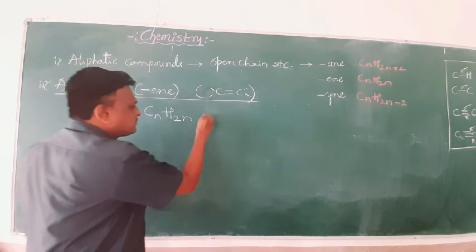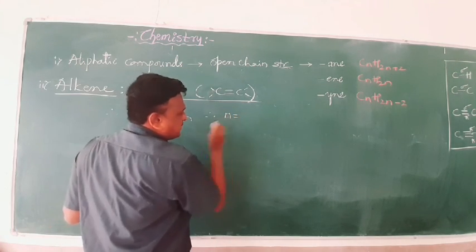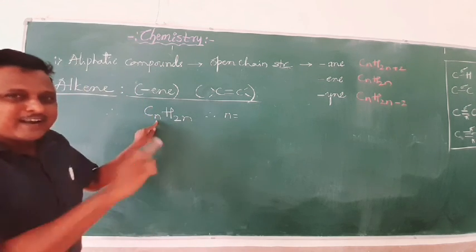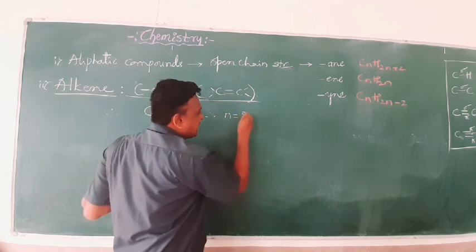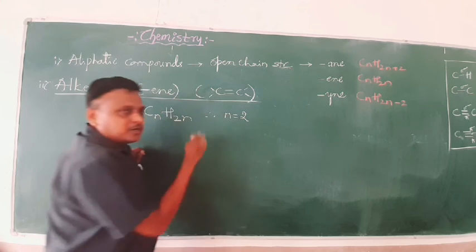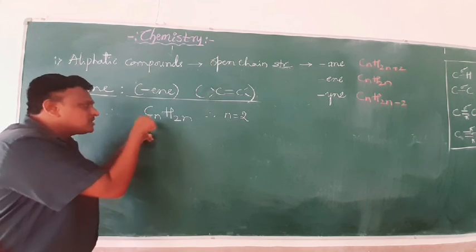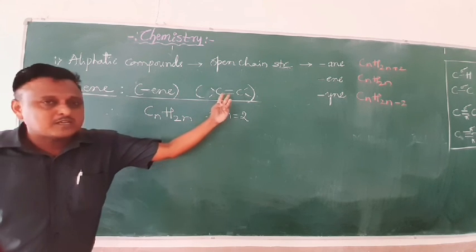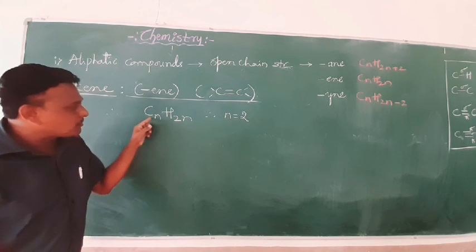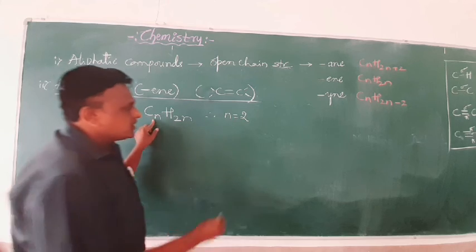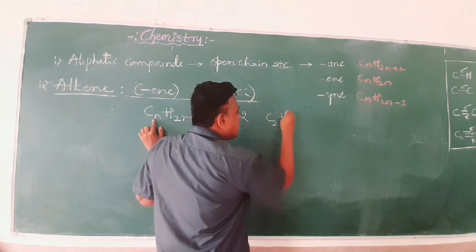CnH2n is very familiar. Yes, you start from n, but n is not 1. The minimum alkene starts from 2. But why? Sir, if you consider 1 carbon, there is no formation of a carbon-carbon double bond. That's why the minimum is 2 carbons. So now it is a formula. This is C2H4.